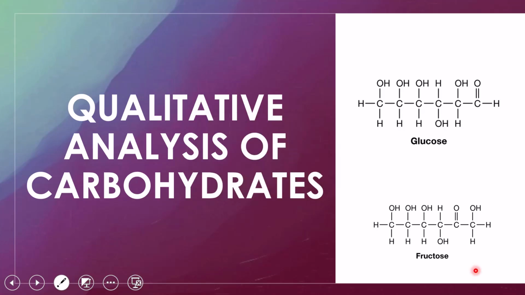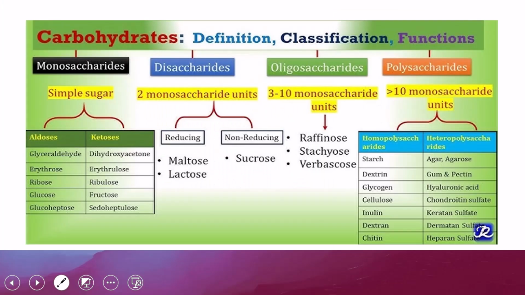Today, we are looking at the qualitative analysis of carbohydrates. So, we'll start by looking at the various classification of carbohydrates. Basically, carbohydrates can be classified or put into four main groups. So, we have the monosaccharides, disaccharides, oligosaccharides, and the polysaccharides.